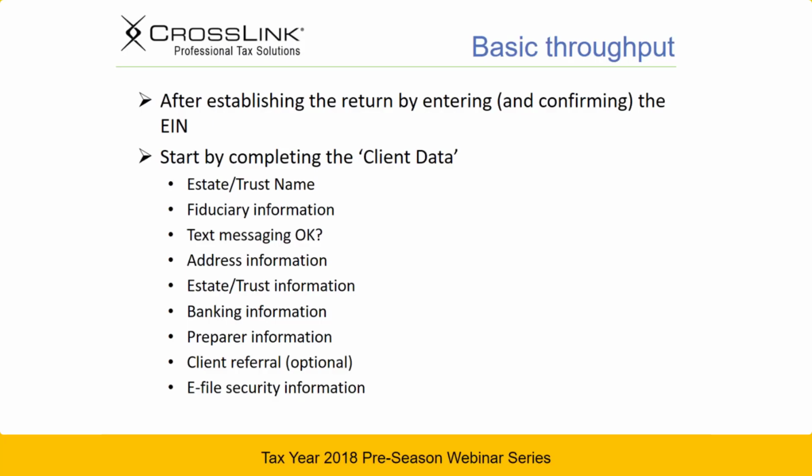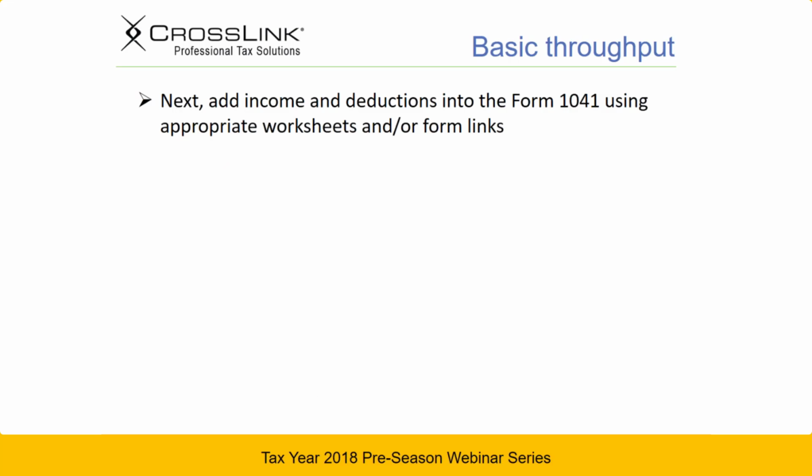After you've completed the client data, next up is you'll want to add the income and deductions into the Form 1041 using the appropriate worksheets and or form links. So this is where it kind of varies. Normally when you're doing a regular type of return, the next area that you would do is you would add things like W-2s. In this particular instance, it's your responsibility as the tax professional to determine what the income and deductions are that are associated with this.